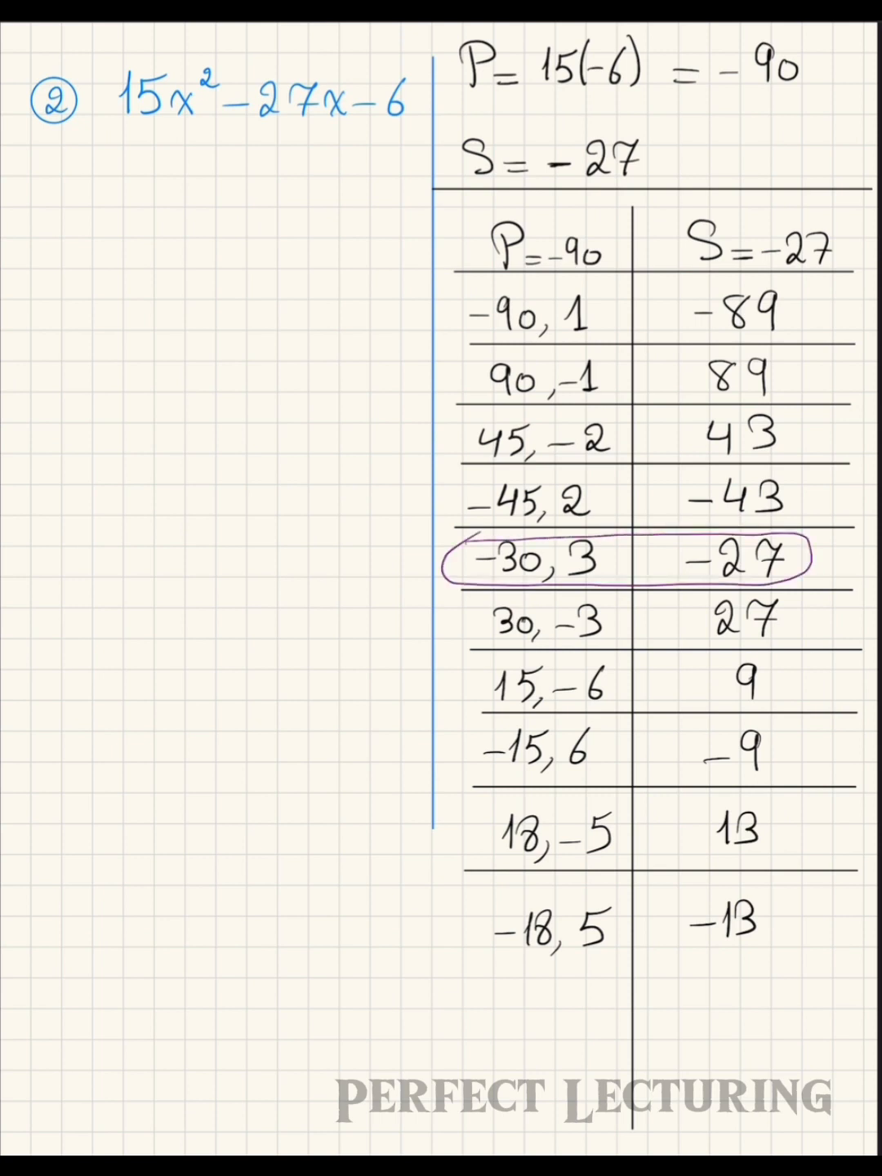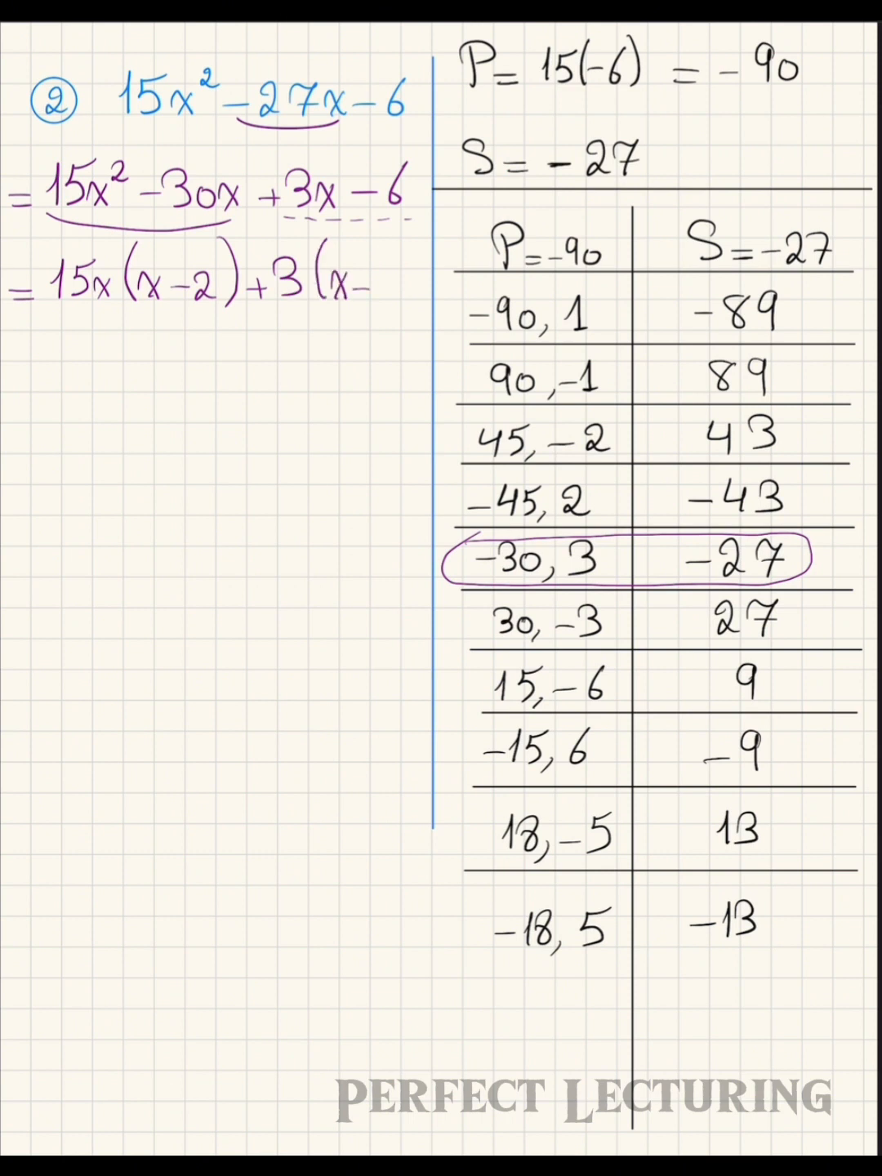Thus, I go back to the question, so this becomes 15x to the power of 2. I copy the first term. I also copy the last term. What about negative 27? I write it as negative 30 plus 3. Negative 30x plus 3x, and then continue with grouping. So for the first 2 terms, I take out 15x, and I'm left with x minus 2, plus for the other 2 terms, I take out 3, and I'm also left with x minus 2.